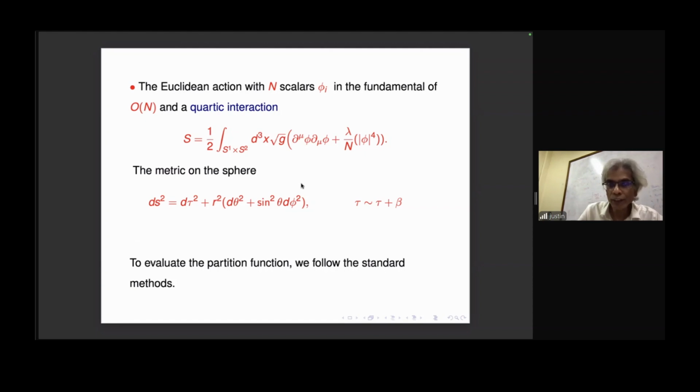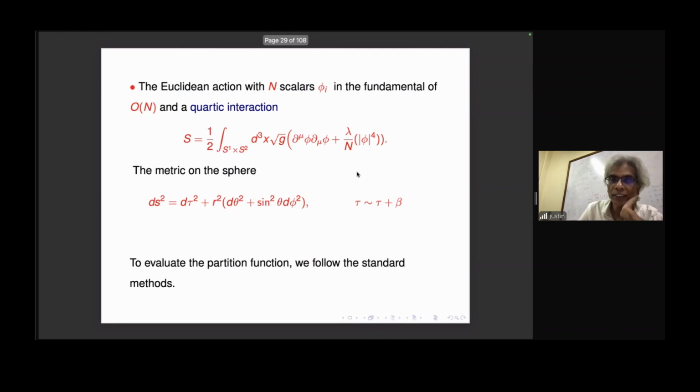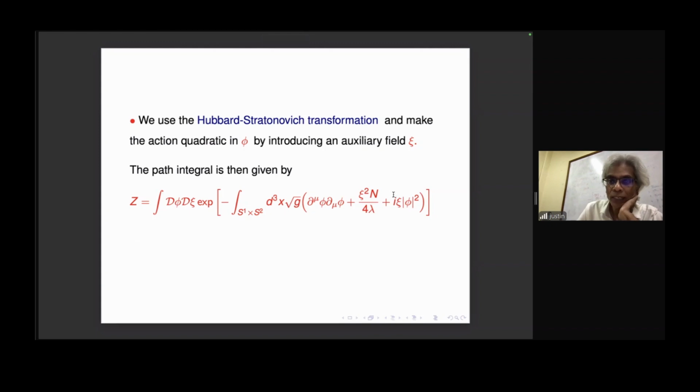To evaluate the partition function, we'll follow the standard methods. The standard method involves linearizing this quartic interaction, known in the literature as the Hubbard-Stratonovich transformation. Essentially, it's a Gaussian integral. You introduce an auxiliary field zeta of this kind, and if you do the integral over zeta, as written here, you can complete the squares and you will actually get the quartic interaction.